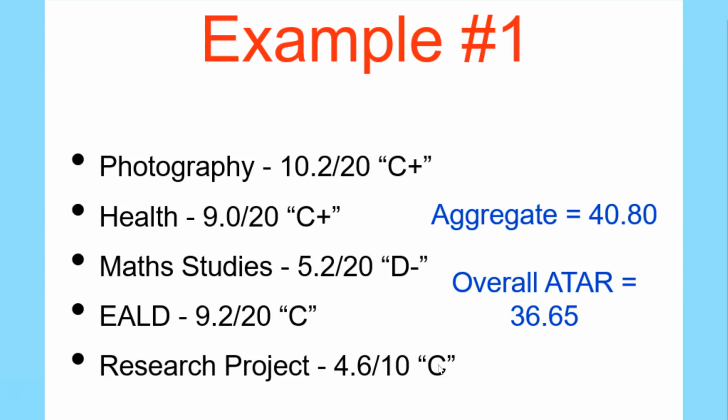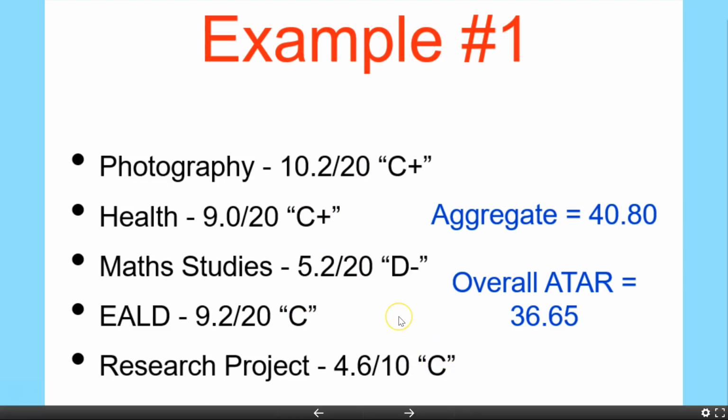So this student has actually met all the compulsory requirements of the SACE. They have passed 3 Year 12 subjects, which is EALD, health, and photography. They've passed all of those. They've passed their research project. So this student has achieved their SACE. However, their ATAR is really quite low because their aggregate, when you add up all of these scores, is 40.80. And when that gets converted using the ATAR conversion table, which I'll show you a bit later, that ends up to be an ATAR of only 36.65.